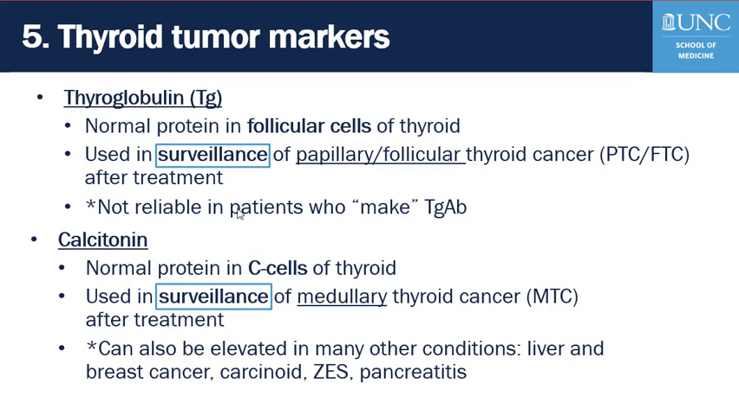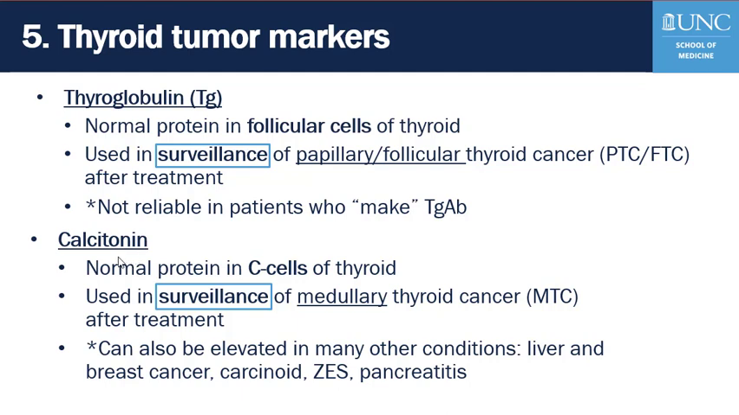Patients who have a low or undetectable thyroglobulin are thought to be free of disease, whereas patients with rising or elevated thyroglobulin may have leftover thyroid tumor cells in some cases, or just leftover normal thyroid cells. The one caveat to measuring thyroglobulin in these patients is that it's not reliable in a small subset of patients who make thyroglobulin antibodies, which interfere with the assay.